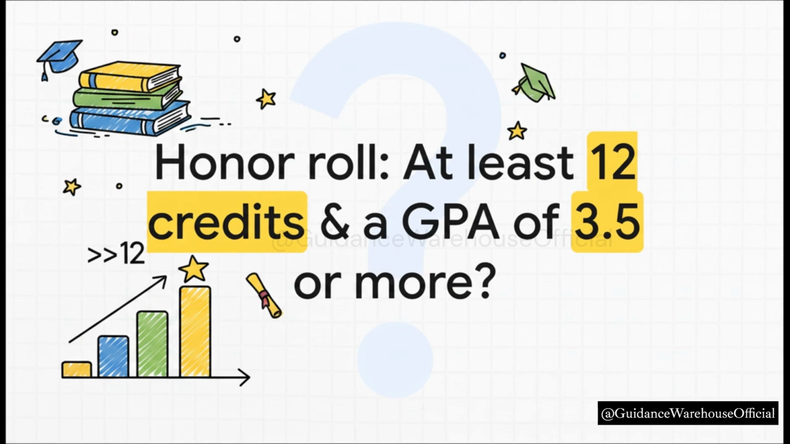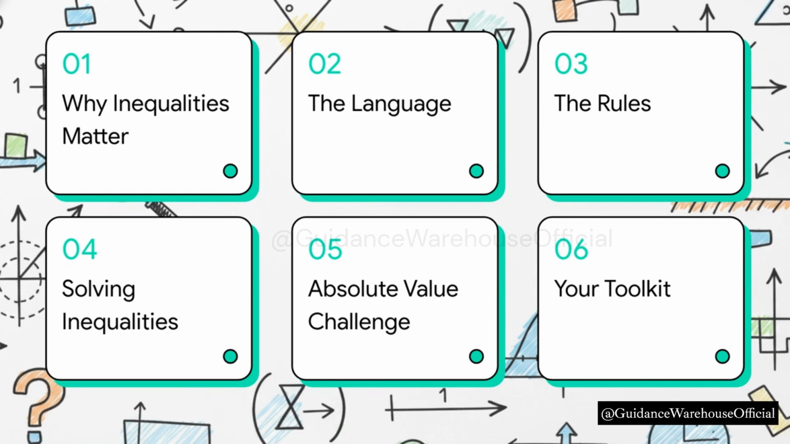Let's start with something you might actually run into, making the honor roll. See, you don't need exactly a 3.5 GPA or exactly 12 credits. You need to be within a certain range. This is a classic inequality problem, and by the end of this, you'll know exactly how to translate this into the language of math. So here's our roadmap for today. We're going to start with why this stuff even matters, learn the special language for it, cover the rules of the game, solve some problems, and then take on the absolute value challenge.